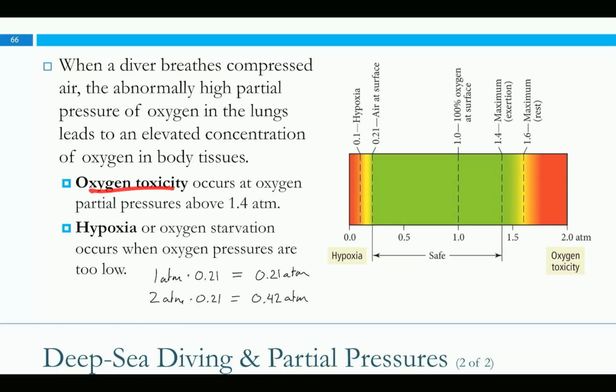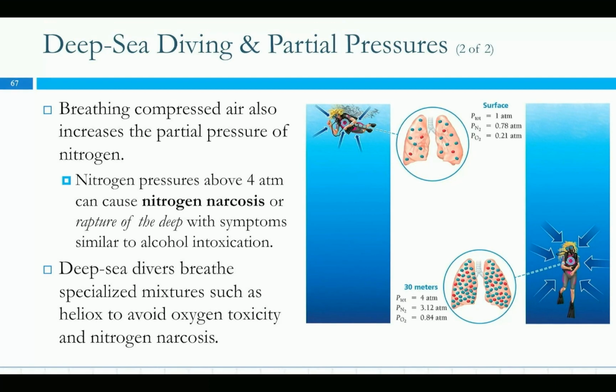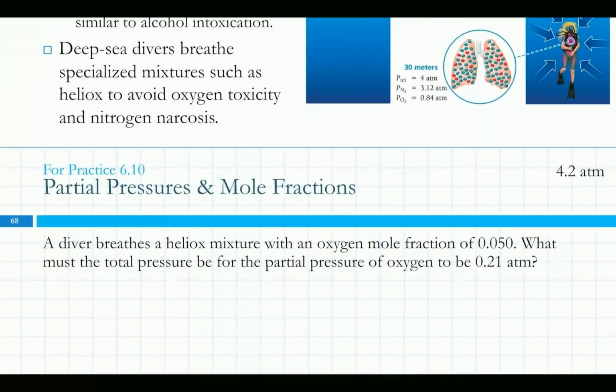So you can get oxygen toxicity, and of course you can get hypoxia, or oxygen starvation, if you're not getting enough. You can also get nitrogen narcosis, also called rapture of the deep. It's apparently similar to being drunk, alcohol intoxication. It's because you get too much nitrogen in your lungs and it's dissolving into your blood, and that nitrogen in your blood can cause psychological symptoms. Same with oxygen.